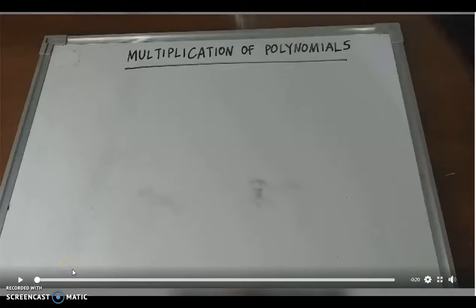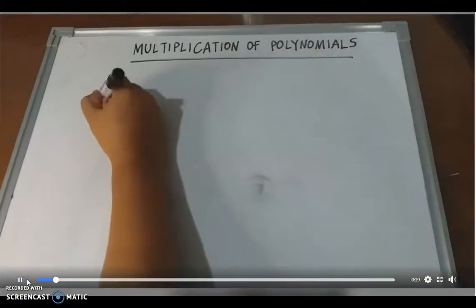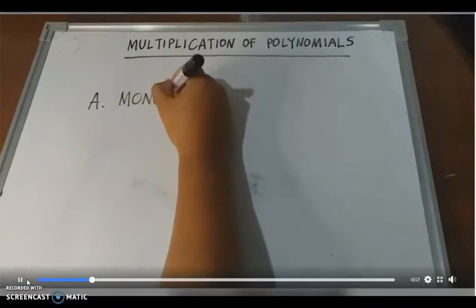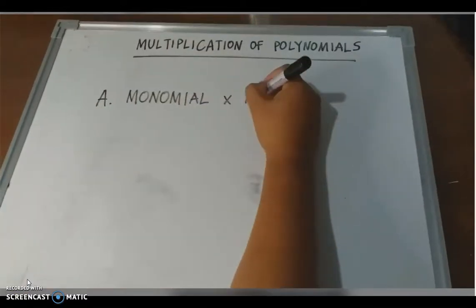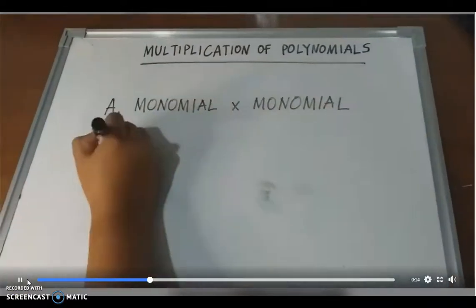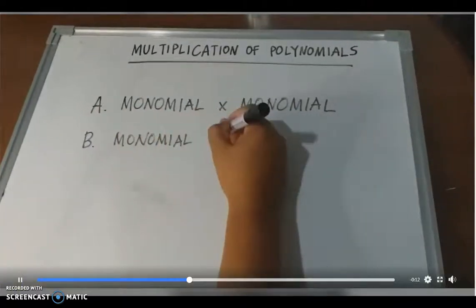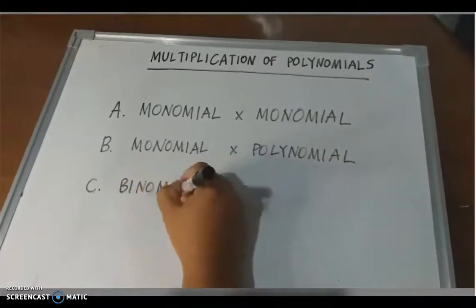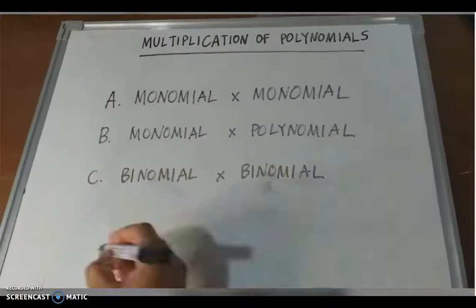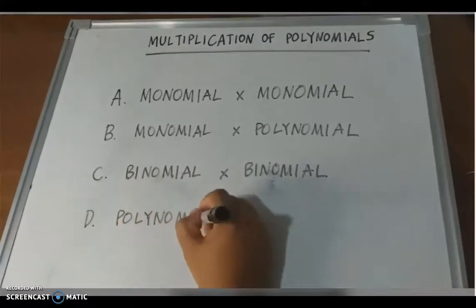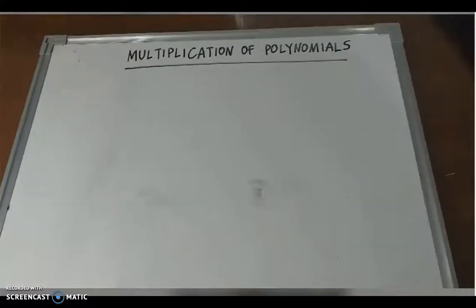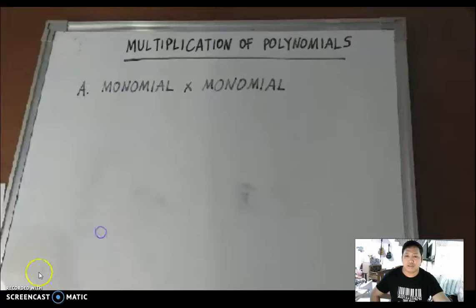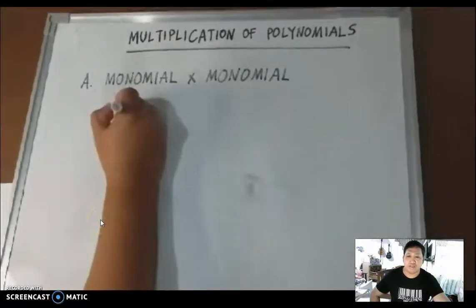To make it easier, we will be dividing the topic multiplication of polynomials into 4 parts. The first one is monomial times monomial. Second one, we have monomial multiplied by a polynomial. The third one is multiplication of 2 binomials. And the last one, we have polynomial times polynomial. Let's start with monomial times monomial.